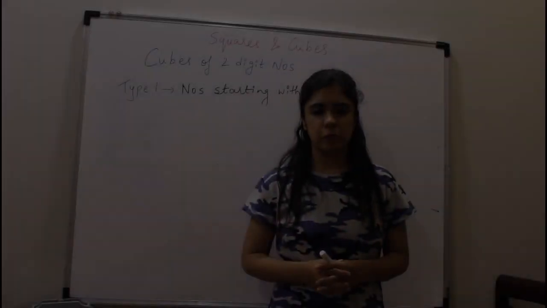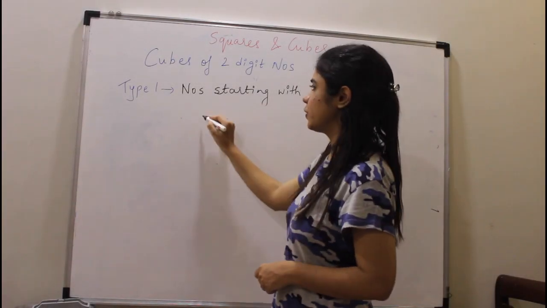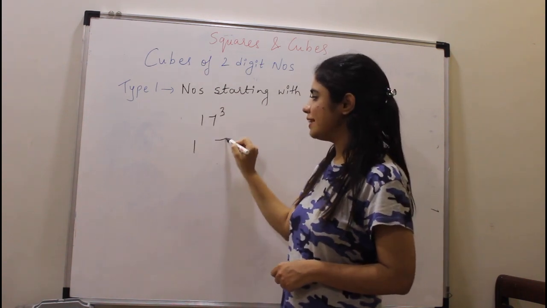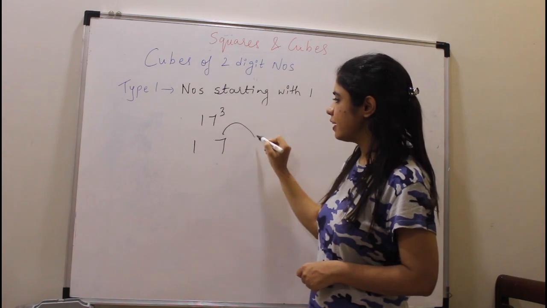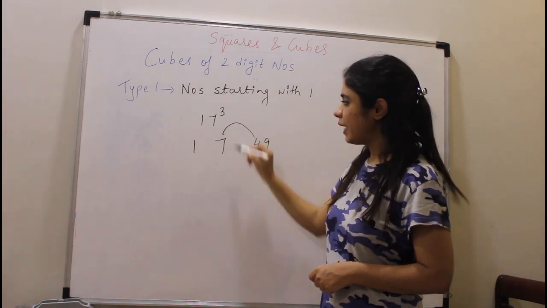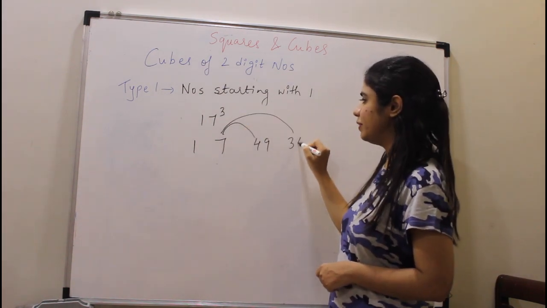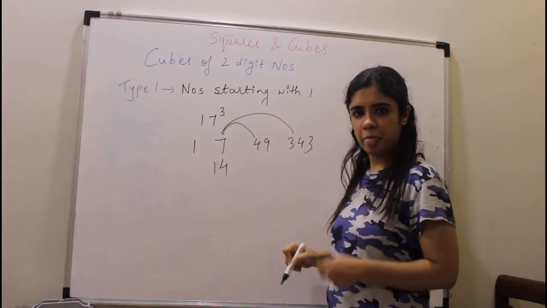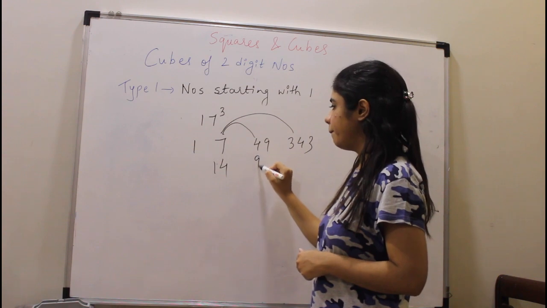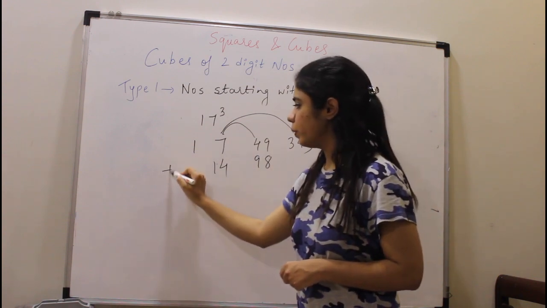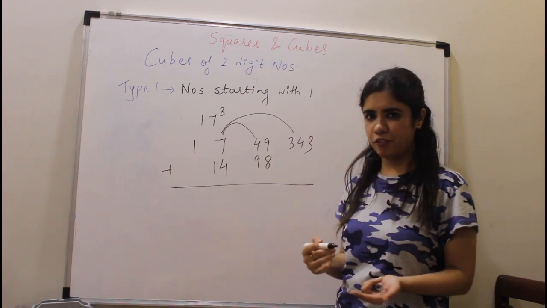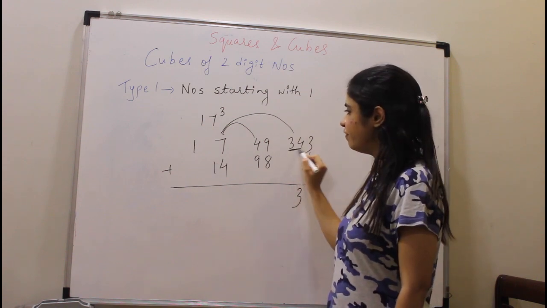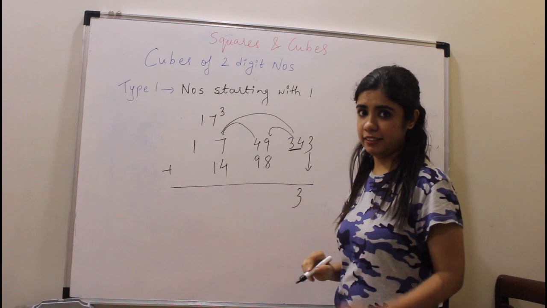Okay, let's take one more example. Suppose if I ask you what is 17 cube. Okay? You will write 1 and 7 as it is. 7 का square will be 49 and 7 का cube will be 343. 7 को double करो, 14. 49 को double करो, 98. Now we will add these numbers. Just be careful, okay? This 3 will be as it is. 34 will get carried.